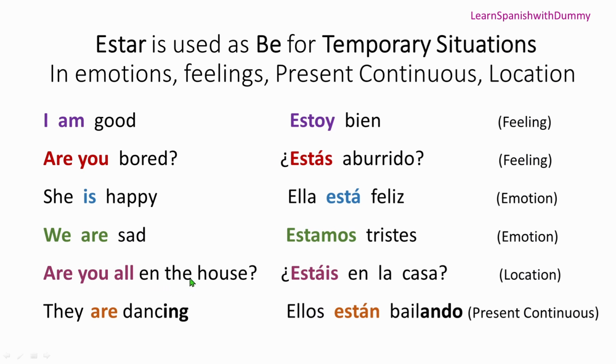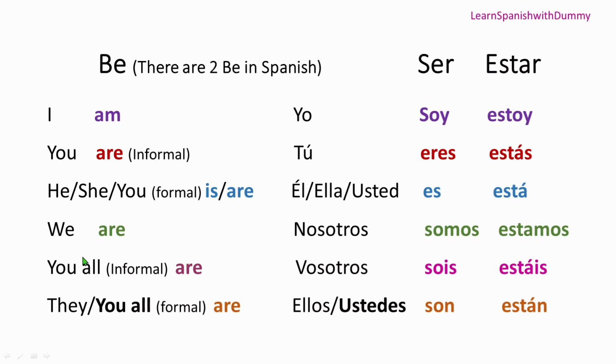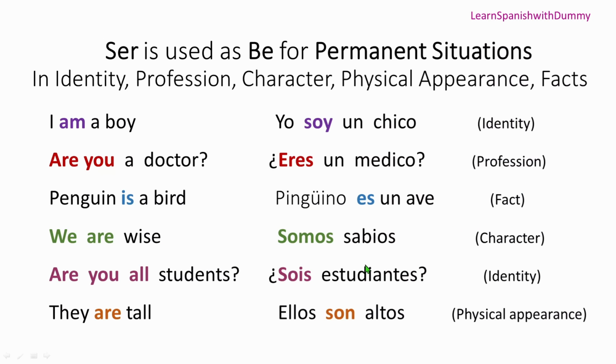Now, are you all in the house? This is a location, right? So we know that for location also we use the estar form. So, ¿estáis en la casa? ¿Estáis en la casa? Estáis means you all are. See, you all are, vosotros estáis, right? So even if you just say estáis, it means you all are. Putting these pronouns in is not necessary, as I omit them in most cases.